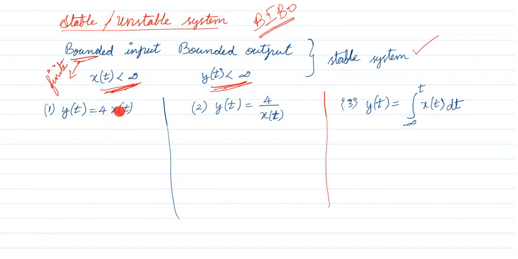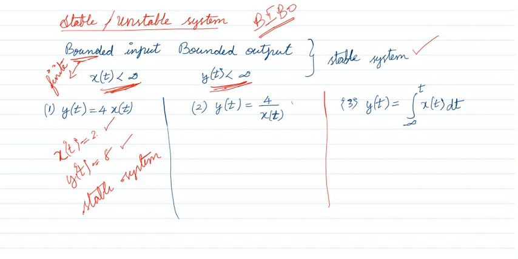Let's check whether it is stable or not. If I take a bounded input, x of t equal to 2, what is the output? Y of t equal to 8. So I give a bounded input, I get a bounded output, so it is a stable system. Remember, you have to check for all possible combinations. This example will help you.